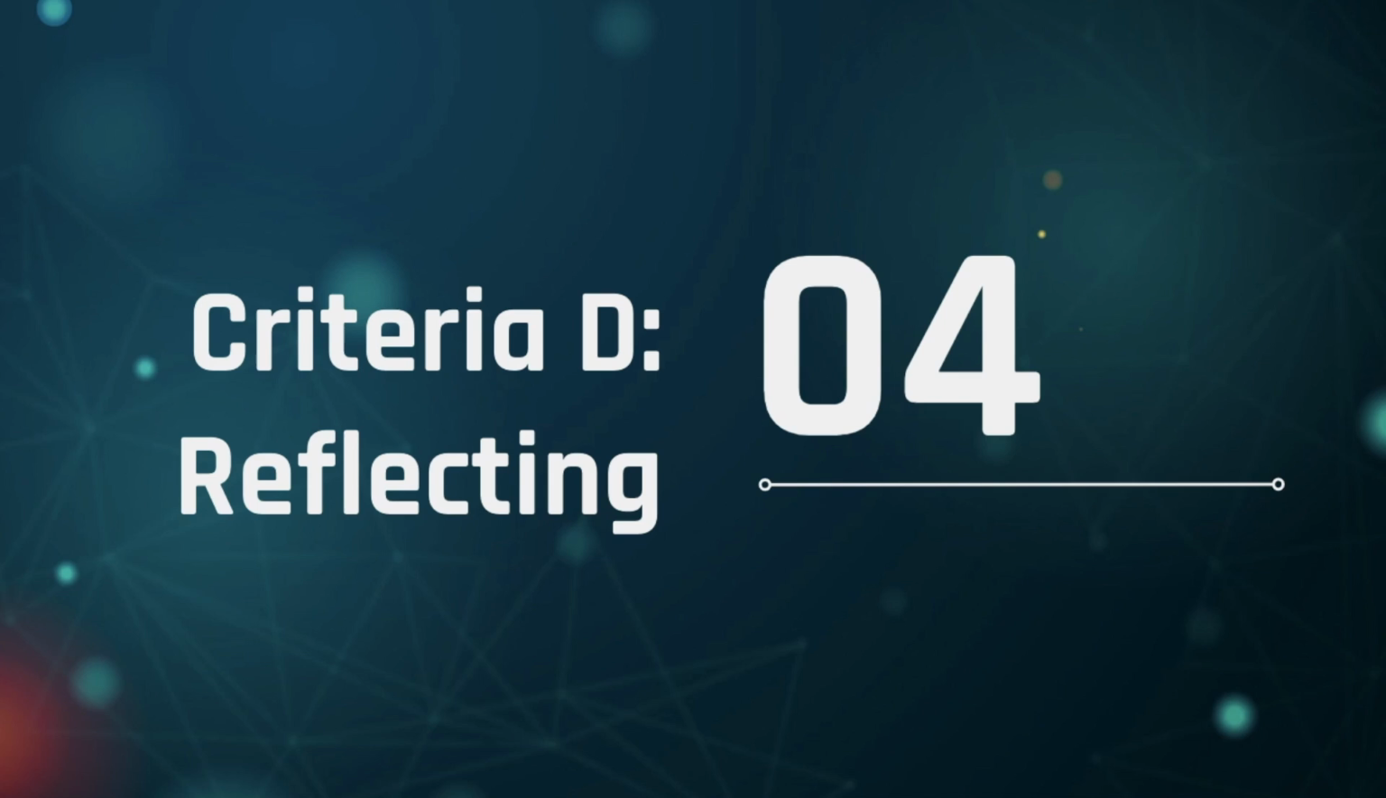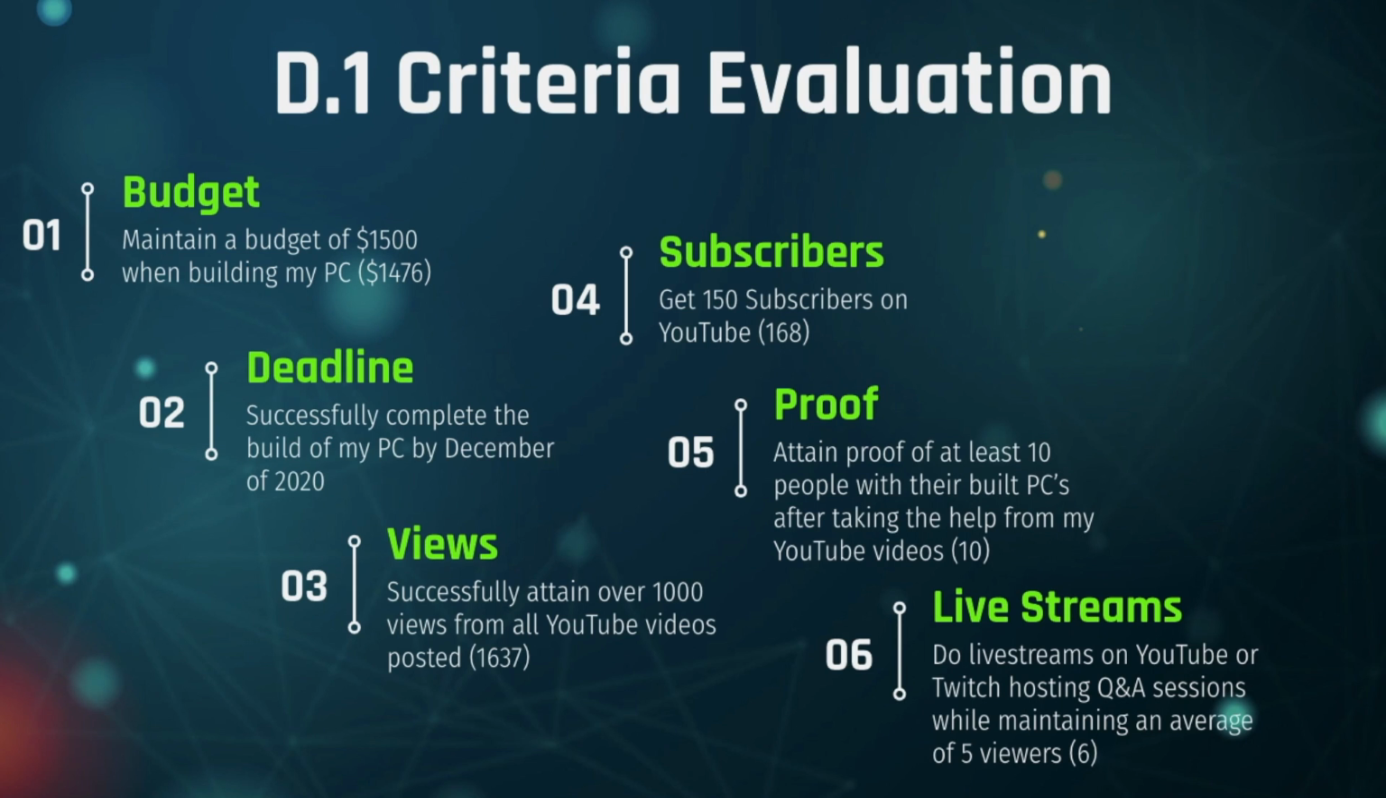As for the criteria I had set for myself, I was able to successfully achieve each and every one of these goals. I was able to maintain the budget of $1,500, as I spent $1,476. I was able to attain 1,637 views out of the original 1,000 I hoped for. My goal was to attain 150 subscribers, in which I got 168.